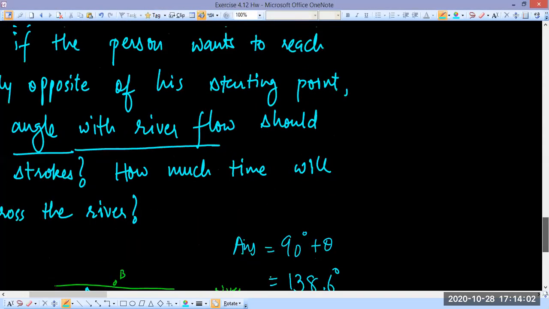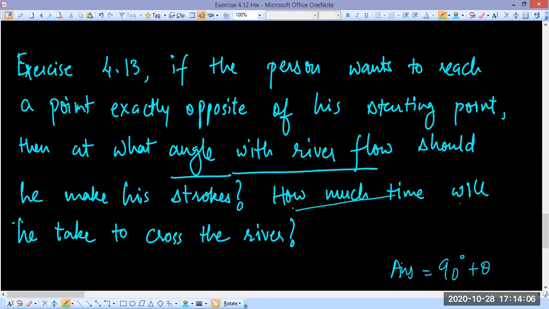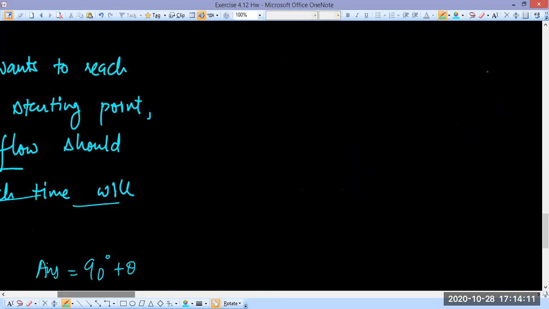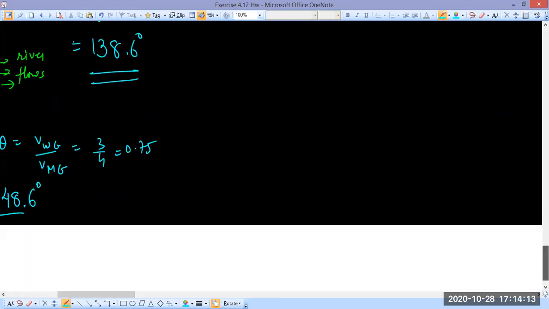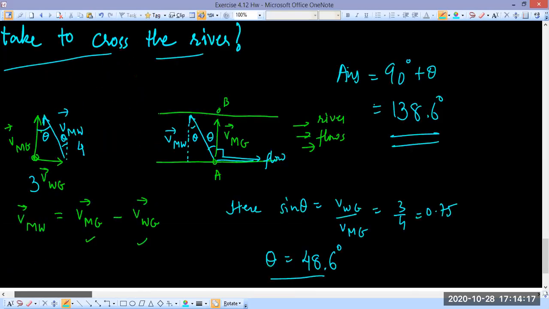So there is one more part to this question. How much time will he take to cross the river? Now to find the time, if you remember, I've taught you that crossing the river is related to the y-axis. If you take x-axis like this and y-axis like this, then crossing the river is related to the y-axis, and for that we should use the value of VMG, right?